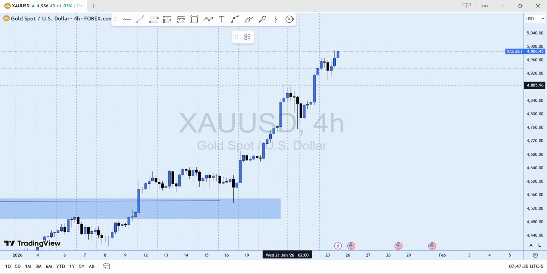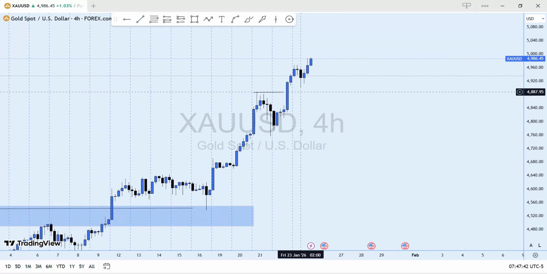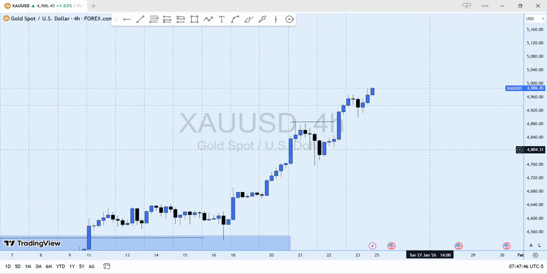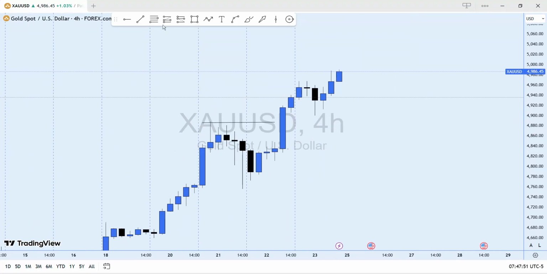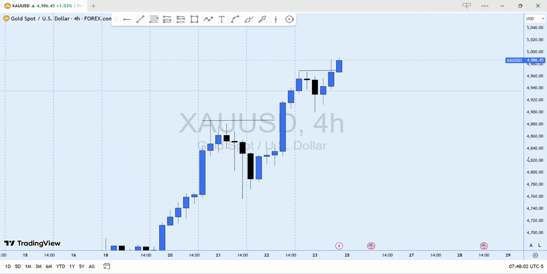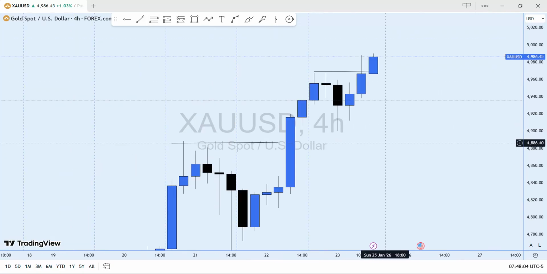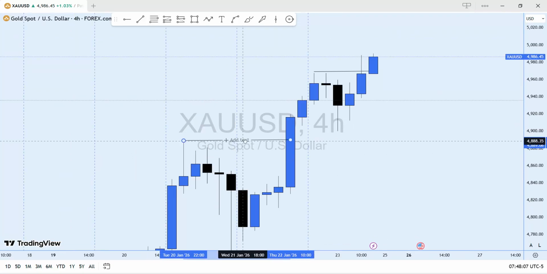Here, if you can see, we have a shift, a break of structure here, right? A break of structure, and then the market retraced and went up again here. Excuse me. Here too we have a break of structure. All right, we have a break of structure here. So what should we be looking for in the market?